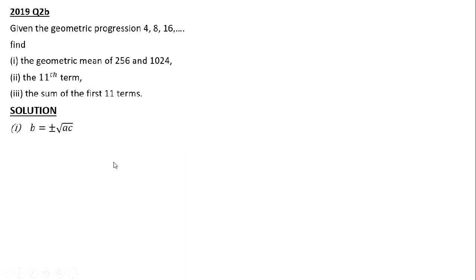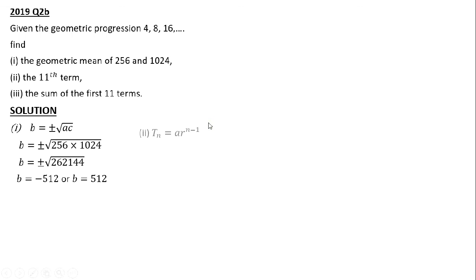So say B equal to plus or minus the square root of AC, where there's A, we'll replace 256, and where there's C, we'll replace 1024. Multiply that, you are going to get 262,144. Find the square root. Our B will be equal to negative 512, or B equal to 512.